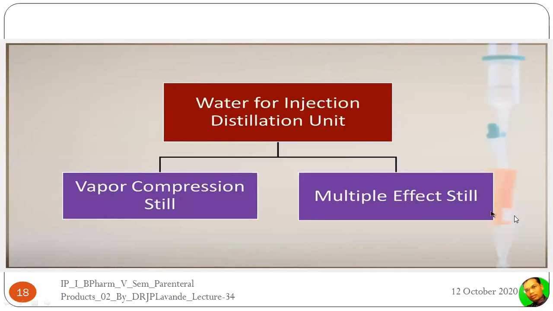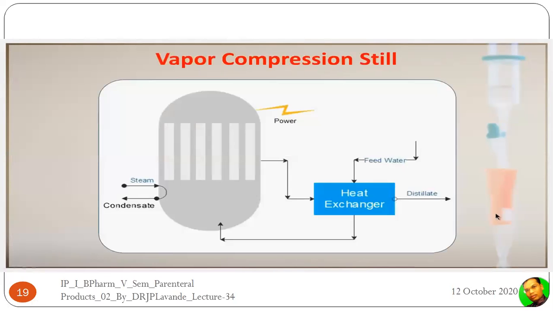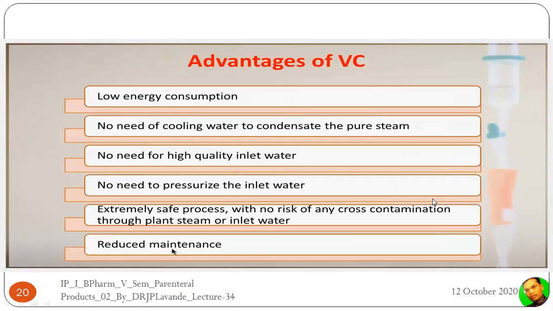So water for injection can be produced by distillation units, like the vapor compression still and the multiple effect still. So this is the vapor compression still. You can see there is water that is fed from one side and the distillate is collected. In the meantime, the water passes through this vapor compression still, where the steam will get condensed and is collected in the form of the distillate.